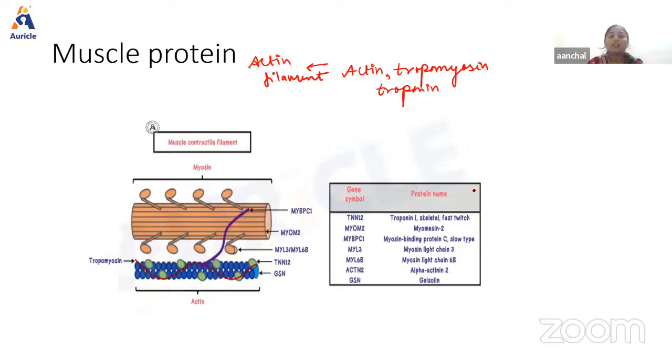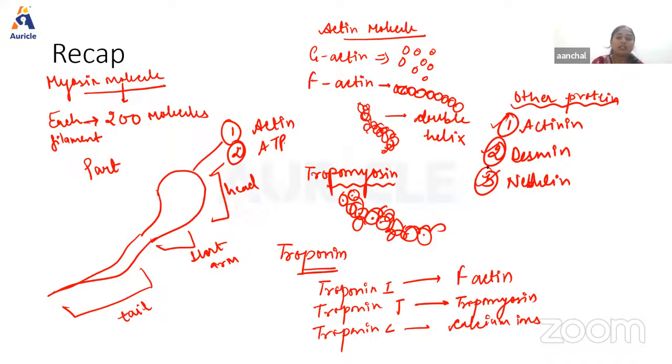Okay, then other protein names are also troponin I, which we have already discussed, the skeletal fast twitch one, then myomesin, then myosin binding protein C, which is the slow type, myosin light chain 3, myosin light chain 6B, then alpha actinin 2, and gelsolin. Okay, and the gene synonyms are here. So this is all about the proteins.